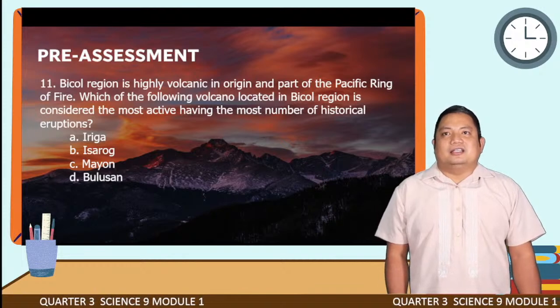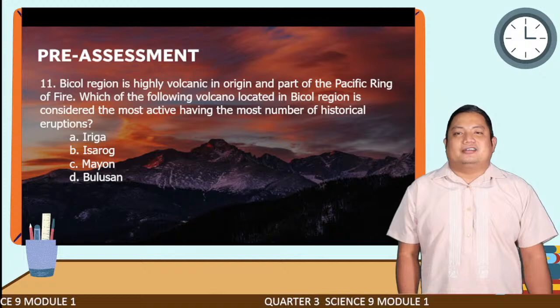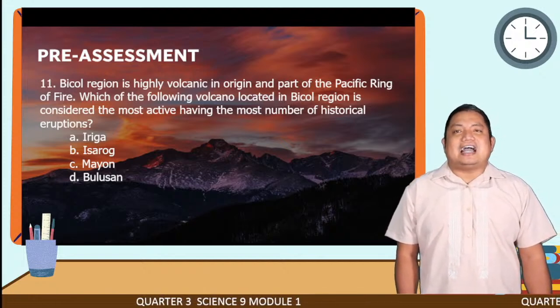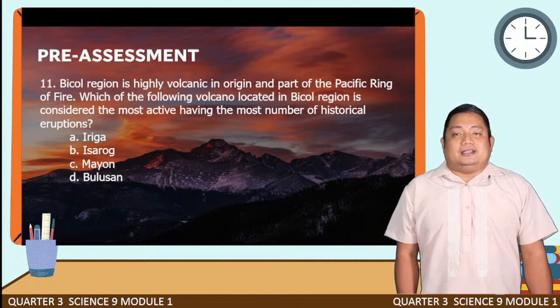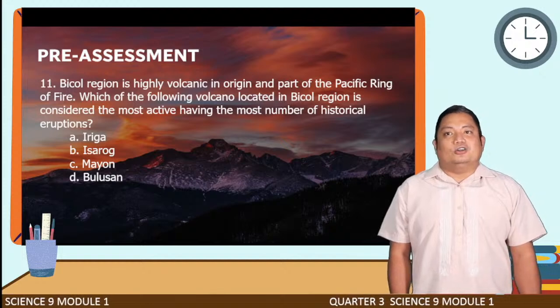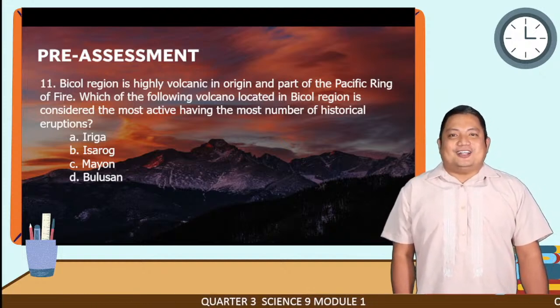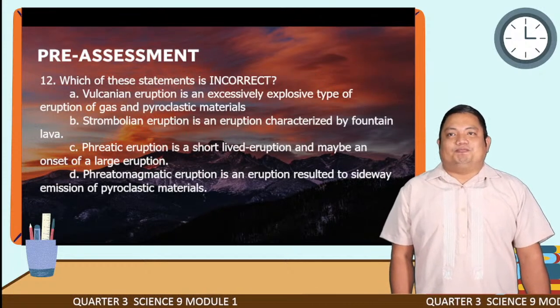Number 11. The Bicol region is highly volcanic in origin and part of the Pacific Ring of Fire. Which of the following volcanoes located in the Bicol region is considered the most active, having the most number of historical eruptions? A, Iriga. B, Isarog. C, Mayon. Or D, Bulusan? What is your answer? Yes, it is letter C.